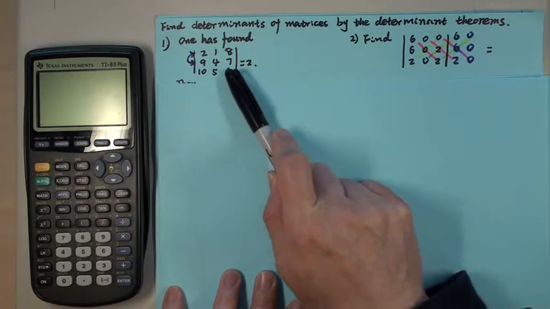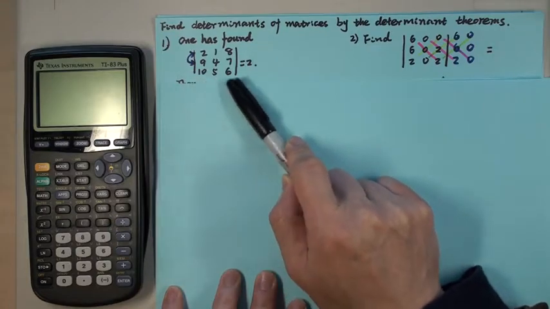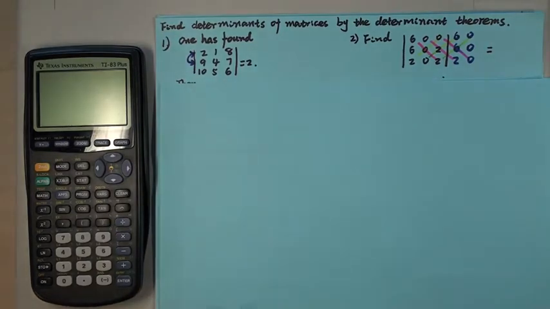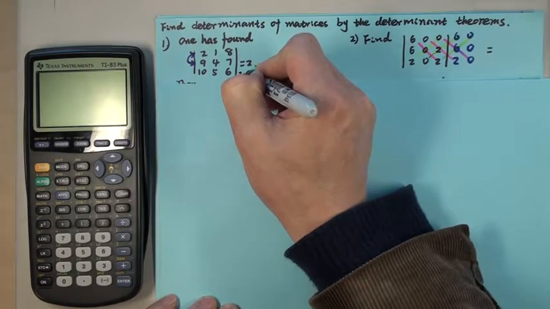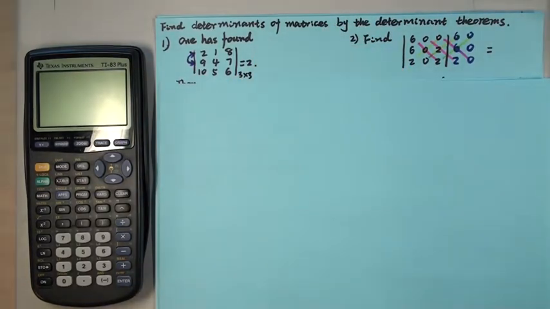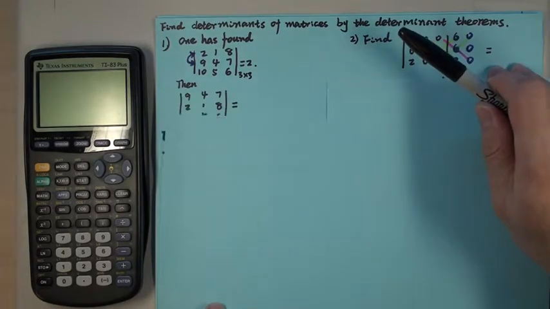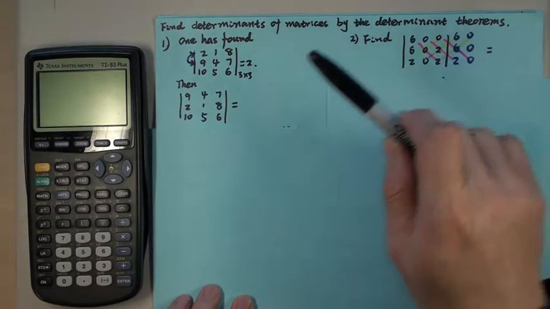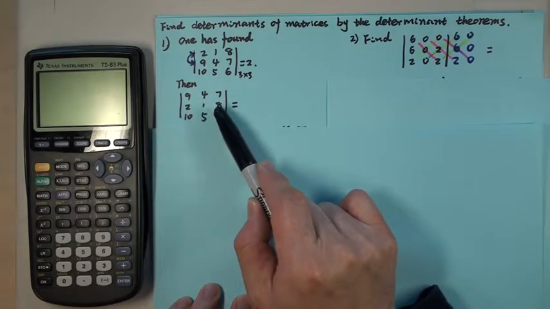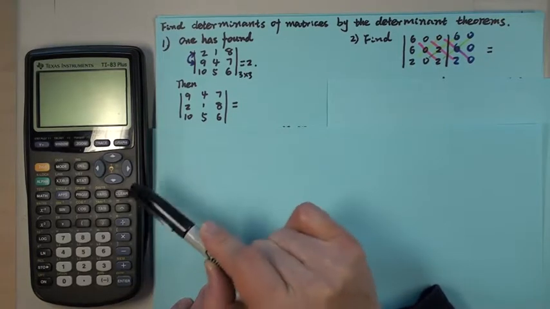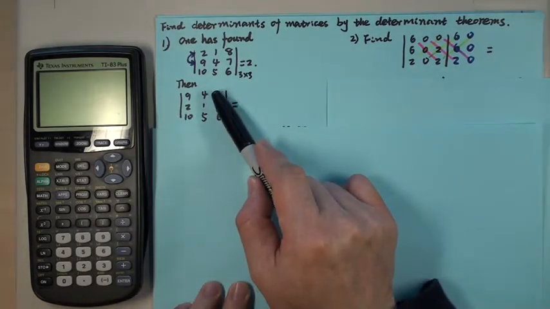Suppose that one has found the determinant of this 3 by 3 matrix, and it is 2 already. Now it asks us to find the determinant of this new matrix: 9, 4, 7, 2, 1, 8, 10, 5, 6.